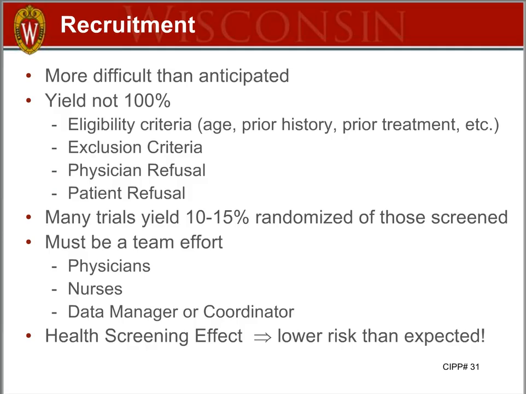There'll be exclusion criteria which may kick out people who may not be able to tolerate the therapy. Sometimes the physician does not think that it's the right study for their patient, or the patient may not think it's the right study for them. So the rule of thumb is that we believe that many good trials will get a 10 to 15% yield of those that are screened that actually get randomized. 20% would be excellent. So that's really an important lesson to learn as you engage in studies.